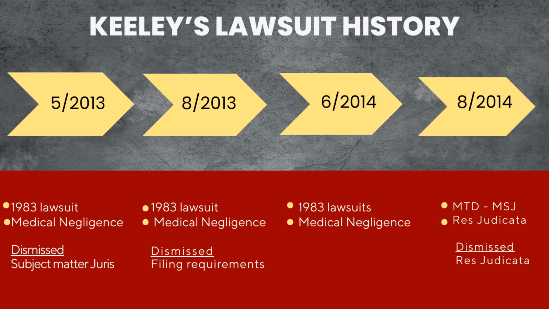So let me give you the backdrop of this story. Keeley was incarcerated in the defendant's institution, and while there, he sustained some injuries. So in May 2013, Keeley filed a 1983 lawsuit against the defendant entity and some individuals for medical negligence. The court dismissed the case. It held it did not have subject matter jurisdiction. In August 2013, Keeley sued again, a 1983 lawsuit again for medical negligence. The case was dismissed. The court held that Keeley failed to meet certain filing requirements.